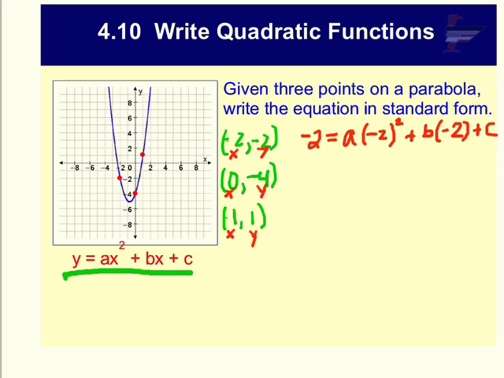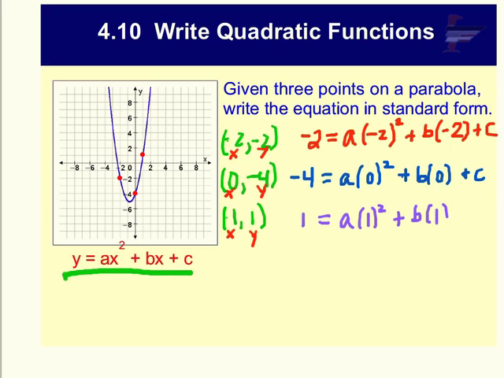Now let me look at the next equation and do the same thing. Just plug in the x and the y's to our standard form. So the y is -4 equals a times x, which is 0, squared, plus b times x plus c. And then the last one, plug in the x and the y. So y equals 1 equals a times the x, which is 1, squared, plus b times the x, which is 1, plus c.